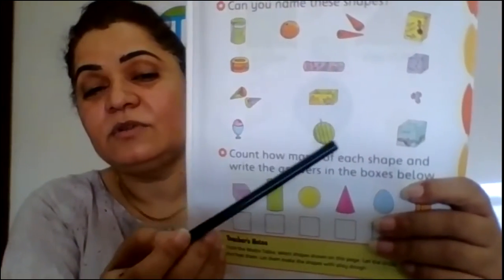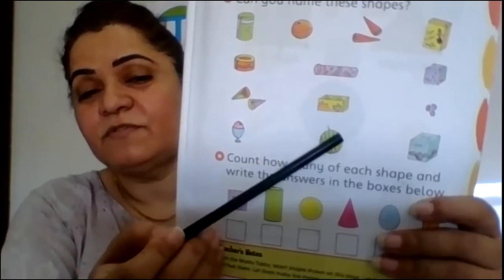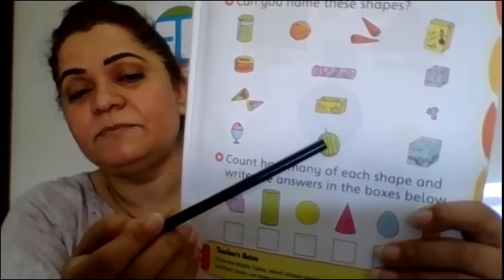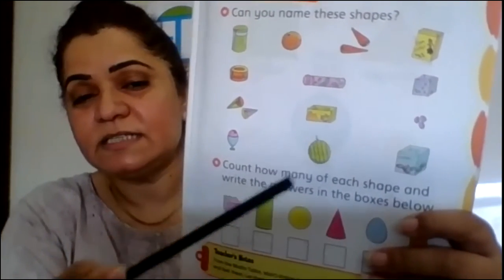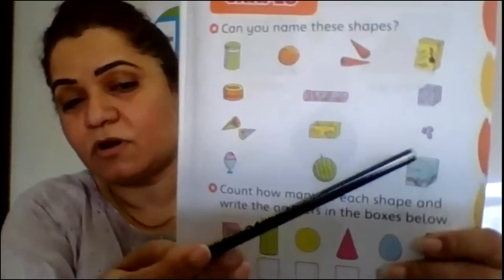So we have a balloon. So what is the shape of the balloon over here? Yes, this is a balloon. This doesn't look like a watermelon, but maybe this could be a watermelon. This could be a balloon. But what is the shape of this? Round. Very good. Excellent. And then we have something, yes, a cookie box.